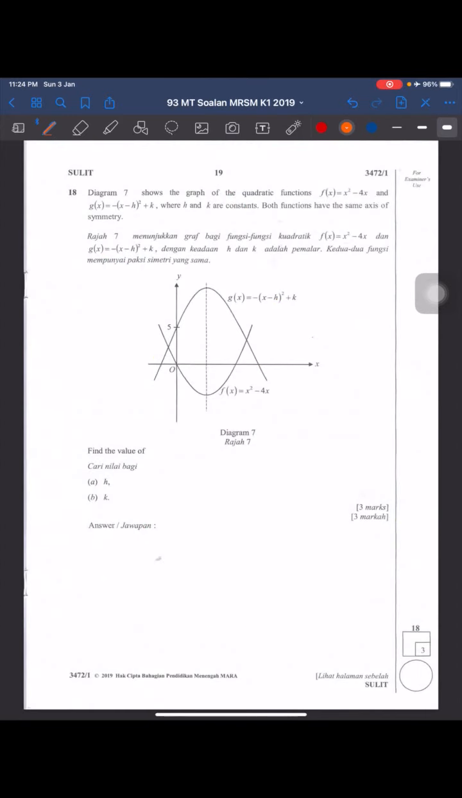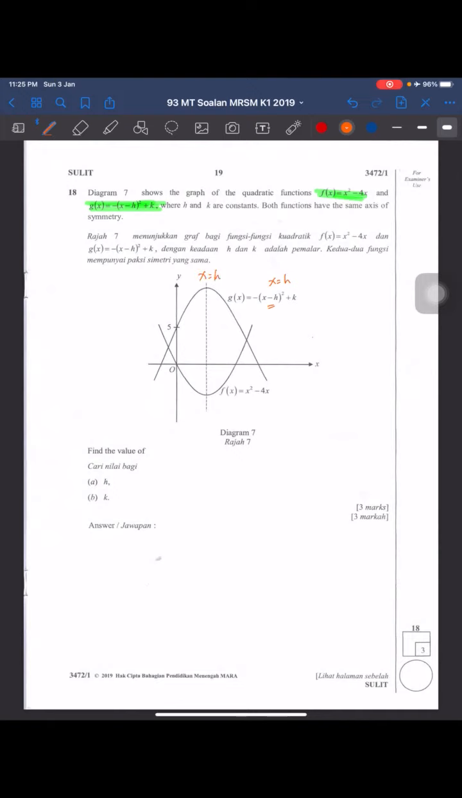We proceed with question number 18. Diagram 7 shows the graph of the quadratic function fx equals to x squared minus 4x and gx, where h and k are constant. Both functions have the same axis of symmetry. So kita tengok balik. Kita ada satu equation di sini and this is the second equation. If you see properly, the second equation is in the completing the square form. So kita tahu ini adalah axis of symmetry, x is equals to h.